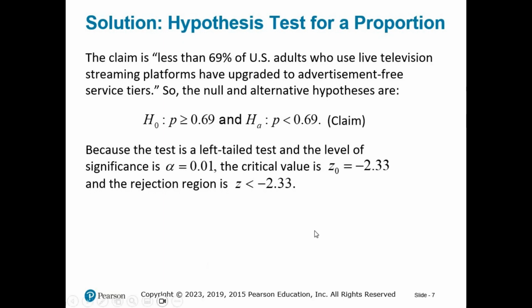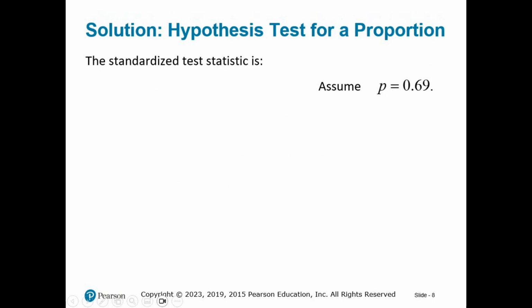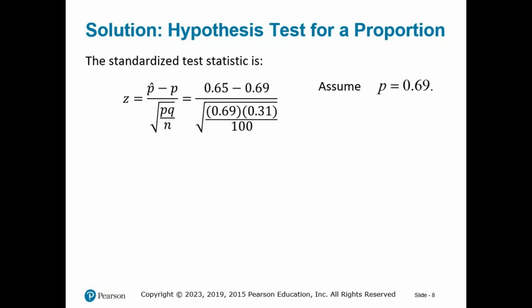Next, we need to plug everything into the formula. We assume that p equals 0.69. Pause the video for a moment and do this. Here's how you should have set up the formula, and you should have gotten about negative 0.86.